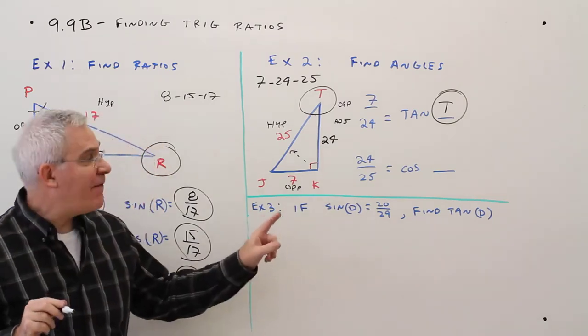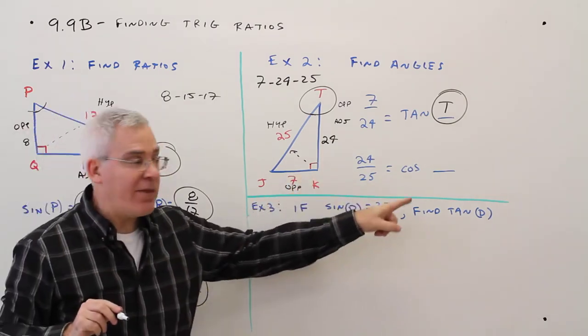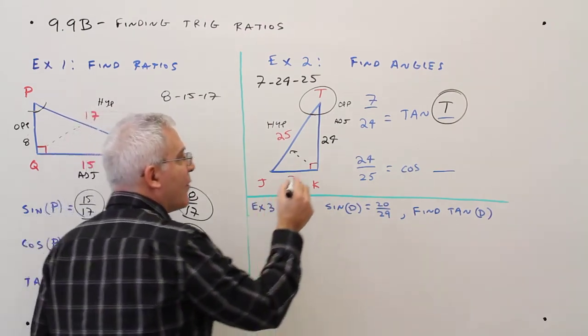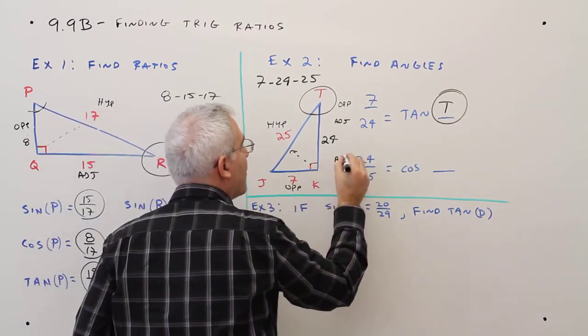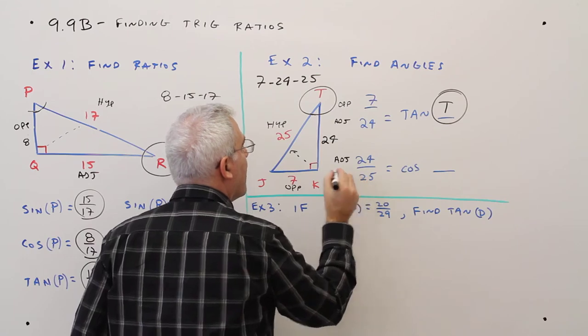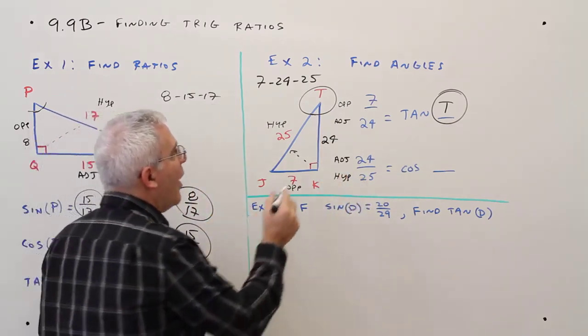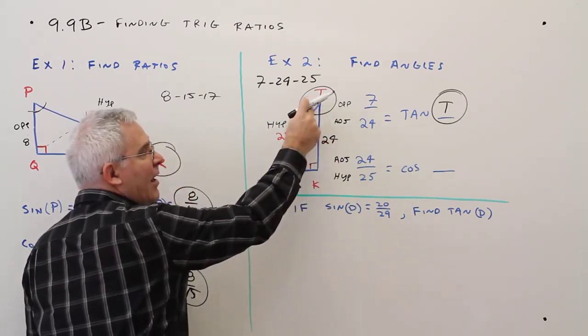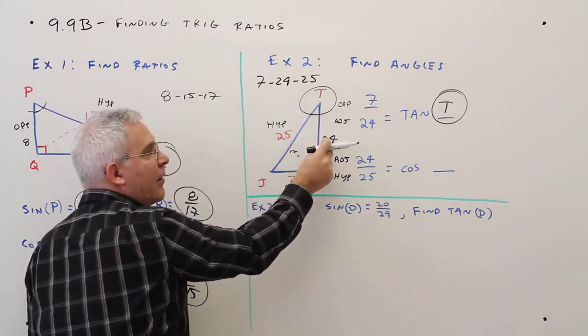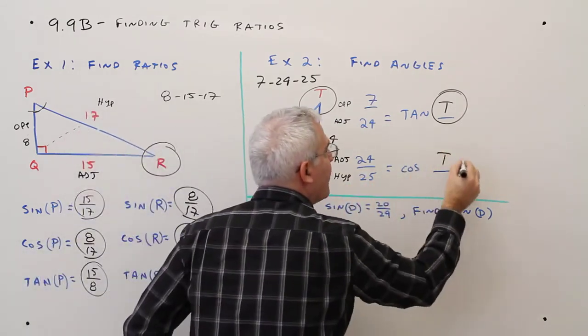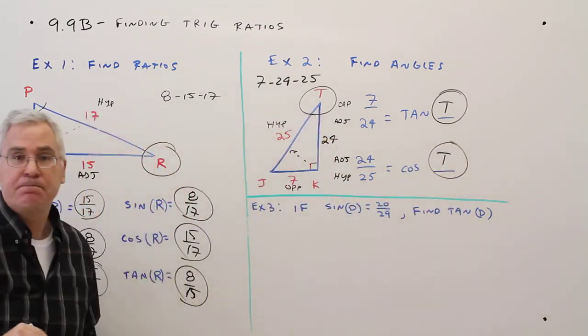All right, I want to find the angle such that the cosine of the angle is 24 over 25. Well, that's going to be adjacent over hypotenuse. So which angle has 24 as the adjacent? Oh, again, if angle T is the reference angle, 24 would be adjacent to it. So once again, it would be angle T.